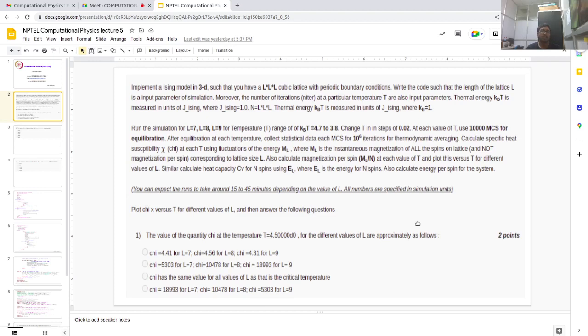Implement an Ising model in 3D such that you have an L-cube lattice with periodic boundary conditions. Write the code such that the length of the lattice L is an input parameter of the simulation. Moreover, the number of iterations at a particular temperature T is also an input parameter. Thermal energy kBT is measured in units of J_Ising, where J_Ising is taken to be 1, and capital N will be the total number of lattice points, or total number of spins we are considering. Also kB is taken to be 1 in these simulations.